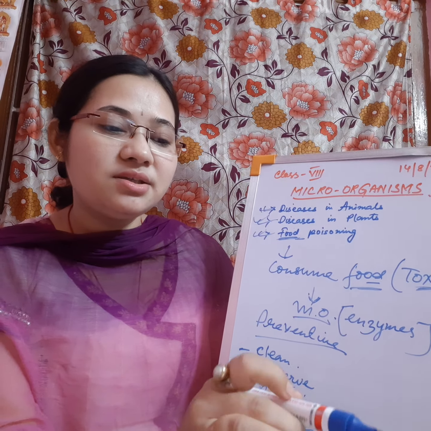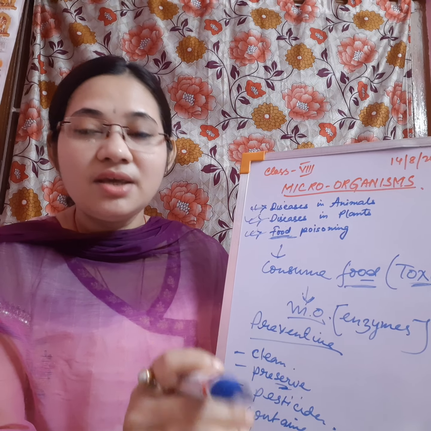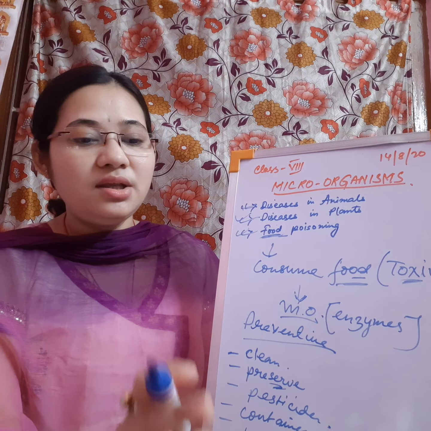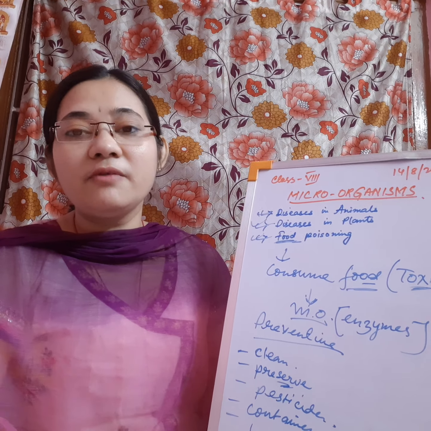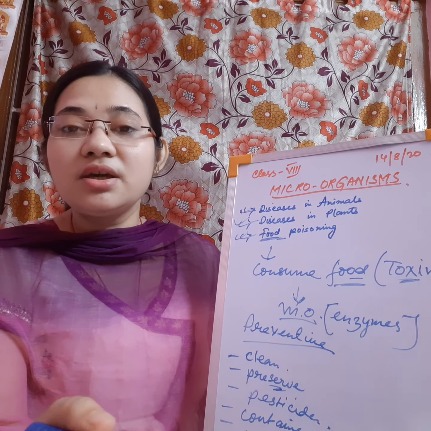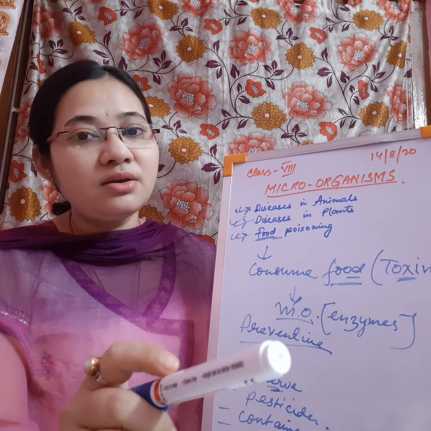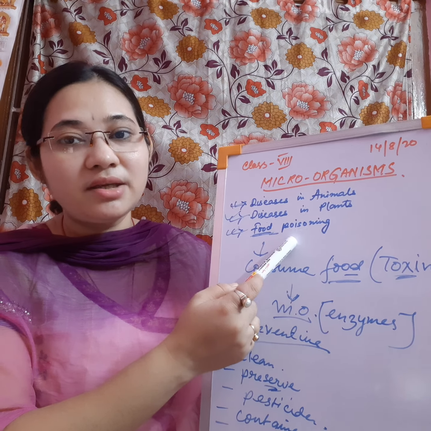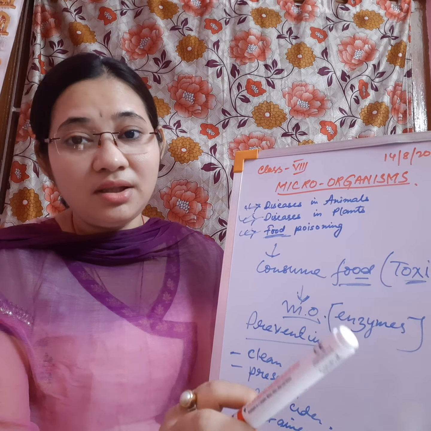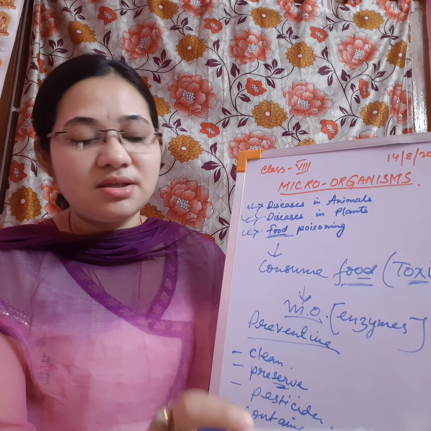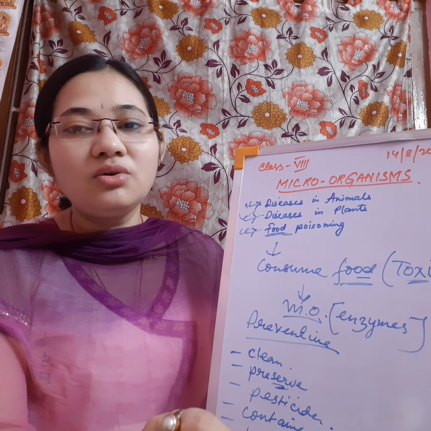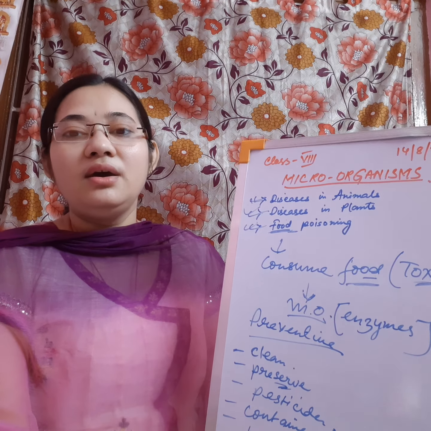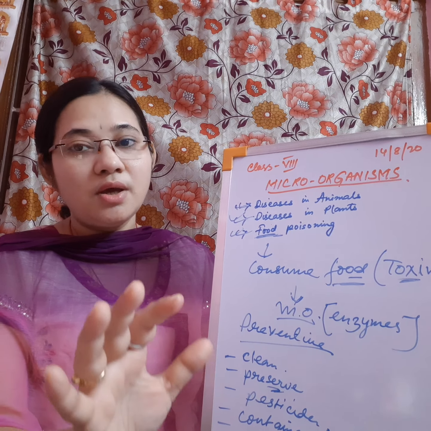Food poisoning can be caused by, as given in the book, Salmonella, Staphylococcus, Aspergillus and Clostridium botulinum. Okay, these are some examples of microorganisms which can cause diseases when we consume poisoned food. Okay, names of the bacteria. Once again, in the book you can see Salmonella, Staphylococcus, Clostridium botulinum and Aspergillus. These are 4 examples of microorganisms which can cause food poisoning.